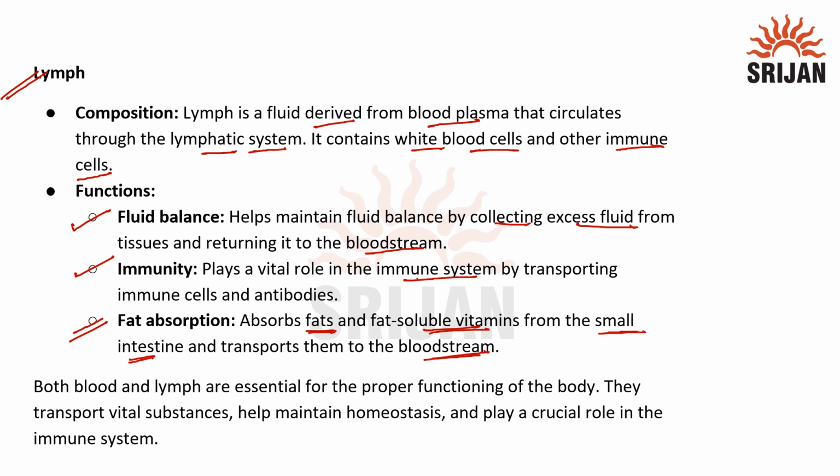So in this way, blood and lymph are essential for proper functioning of the body, and they are the ones which are going to transport the vital substances. They are also going to maintain homeostasis, and they play a crucial role in our immune system as well.